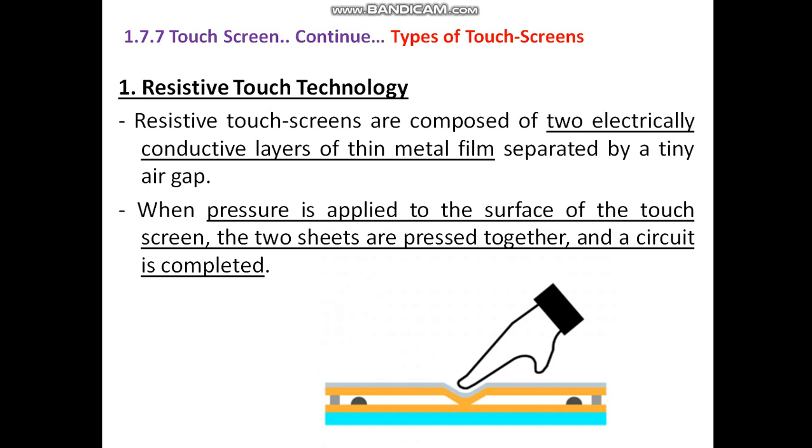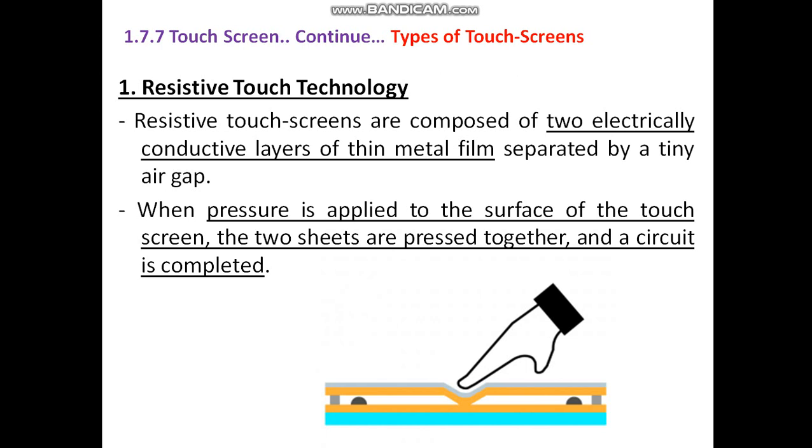Okay. When pressure is applied to the surface of the touch screen, the two sheets are pressed together and the circuit is completed. When we apply force on our keyboard button, the button is pressed and the circuit signal is given to our computer. Okay, then the circuit is completed.